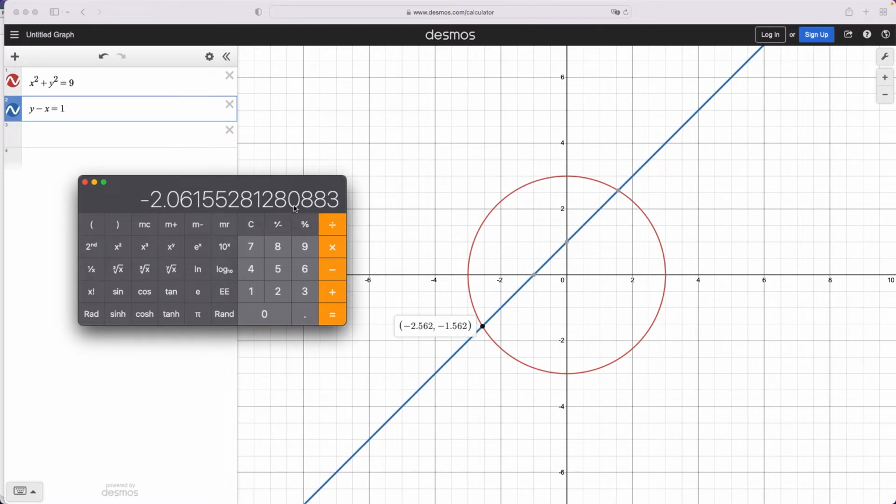And then we had a -1/2, so we subtracted 0.5. -2.5615, which rounds to -2.562. How about that? Isn't that just fantastic?